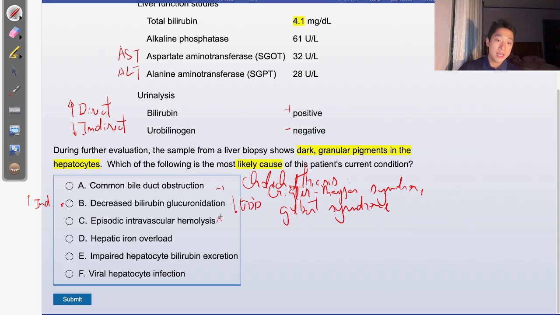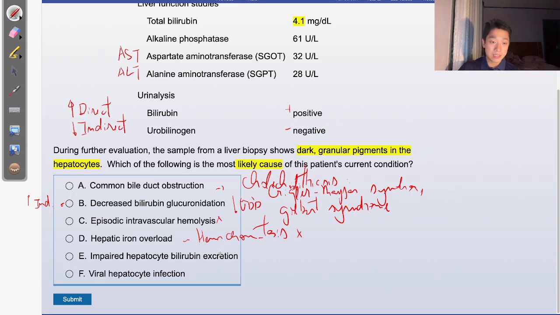Okay, so letter D, the hepatic iron overload. That's significant hemochromatosis. Our patient does not present with diabetes or even skin that's darker than normal. So letter D is also not viable.